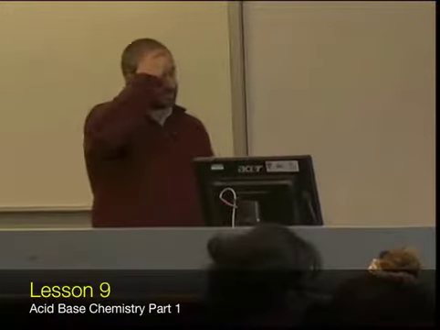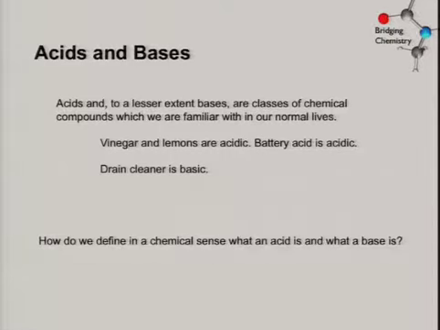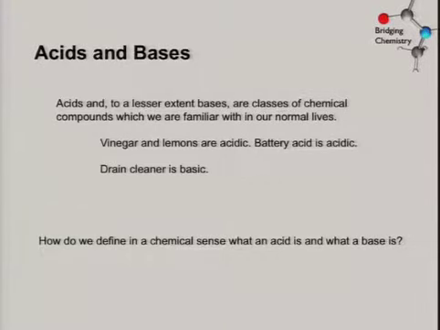So, acids and bases. Acids and, to a lesser extent, bases are classes of chemical compounds which we are familiar with. That's about the first thing you ever do in the way of science: you do things with lemon juice and you dissolve things, or you make cabbage juice indicators and that sort of thing. So little wee kids do acid-base chemistry, even if they don't know what it is. We know that vinegar is acidic, we know that lemons are acidic, we know that battery acid is acidic. We know maybe that drain cleaner is basic.